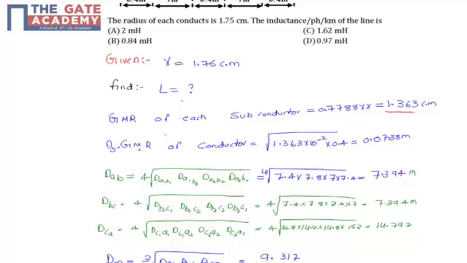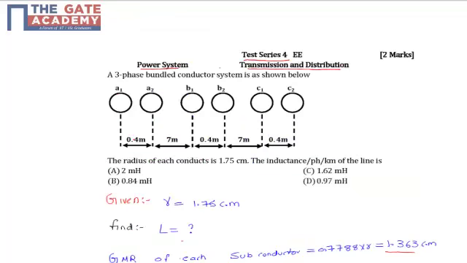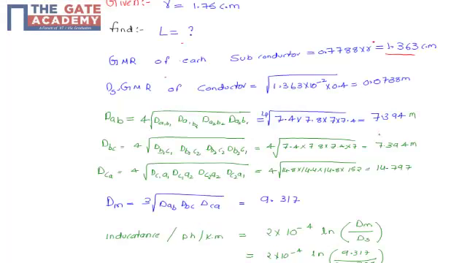So to find the geometric mean radius of the bundled conductor, Ds is equal to the square root of 1.363 centimeter, converted to meters, times the given distance between the conductors, which is 0.4 meter for all conductors. So that is equal to 0.0738 meters. This is Ds.